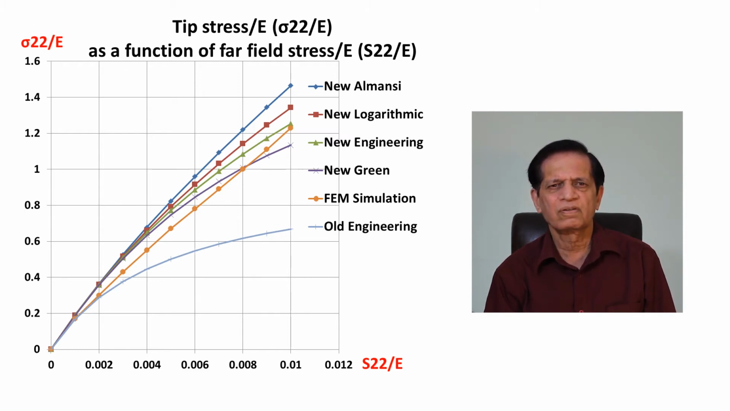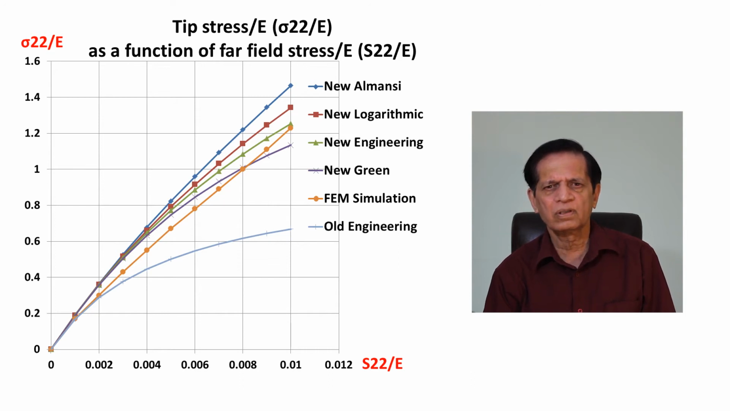The bottom curve, which does not rise above tip stress over E value of 1, represents results from my work prior to March 2011 and does not include the effect of Poisson's ratio. The top 5 curves rise above tip stress over E value of 1 as far field stress over E value increases beyond 0.008. The curve in beige color represents FEM simulation.